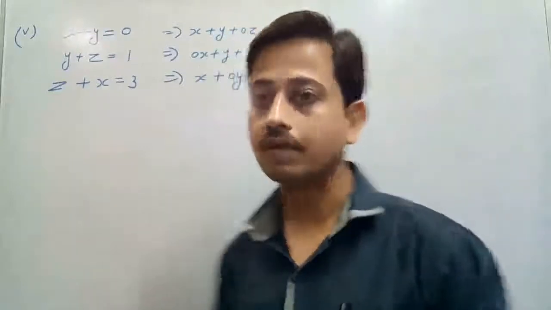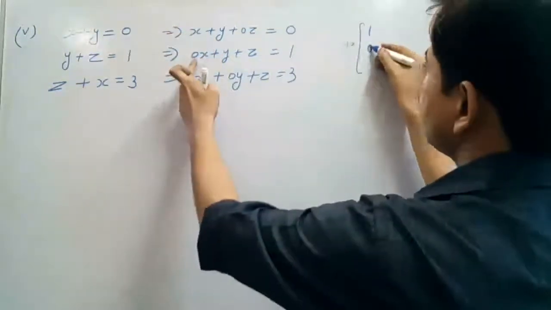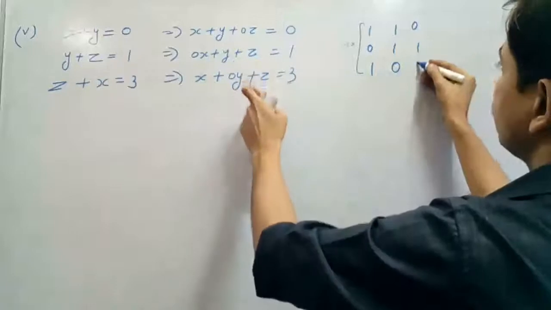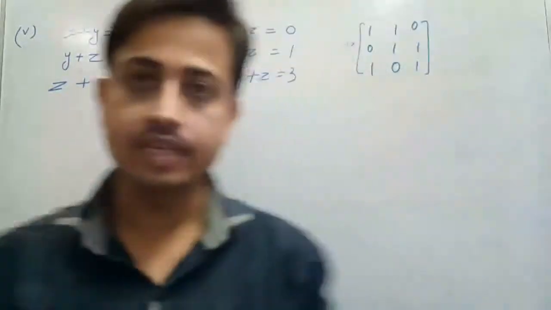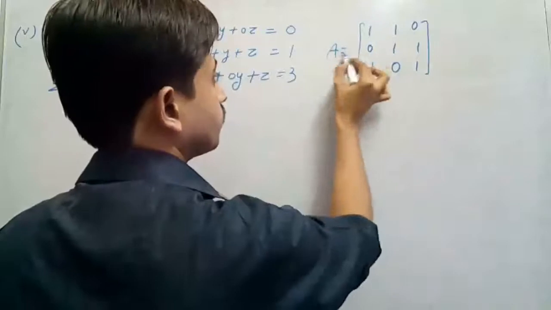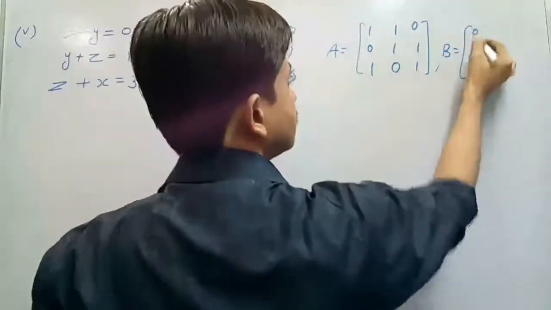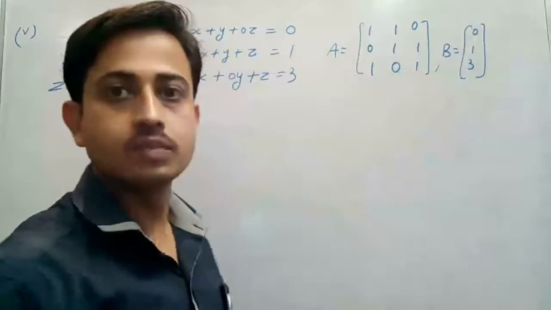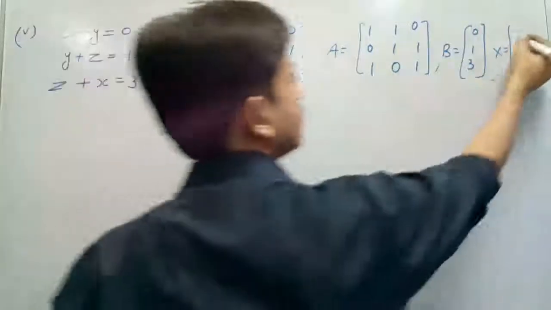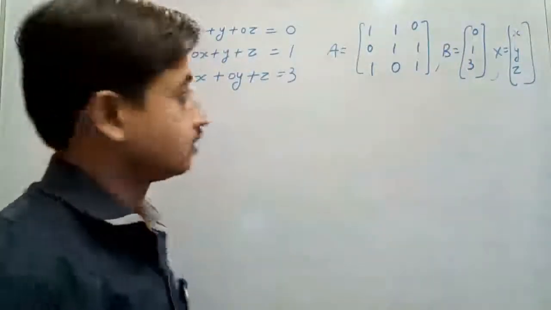Now it's very easy to make a matrix. What is our A? Coefficient matrix. In this the coefficients are 1, 0, 1. In this 1, 1, 0. In this 0, 1 and 1. It's very simple. It's A. Now what is B? Your constants 0, 1, 3. And similarly, what is X? We have three variables, X, Y and Z. So that's why I have to take X, Y, Z.